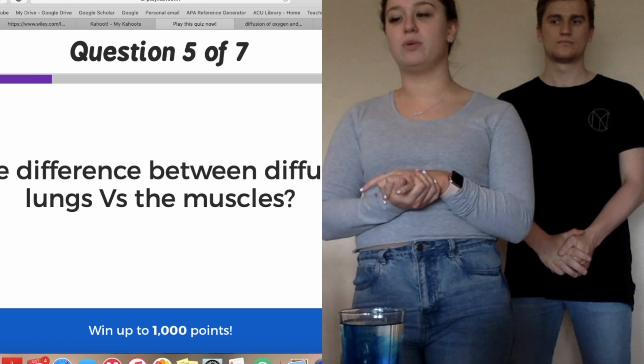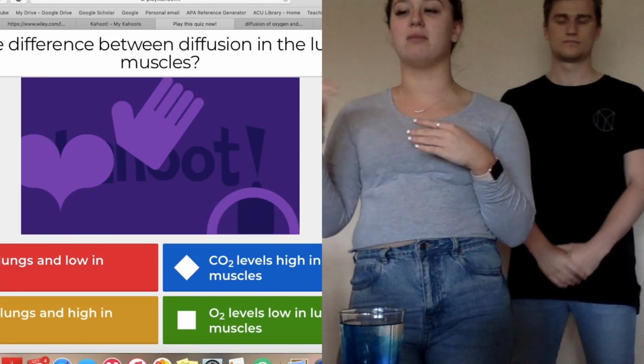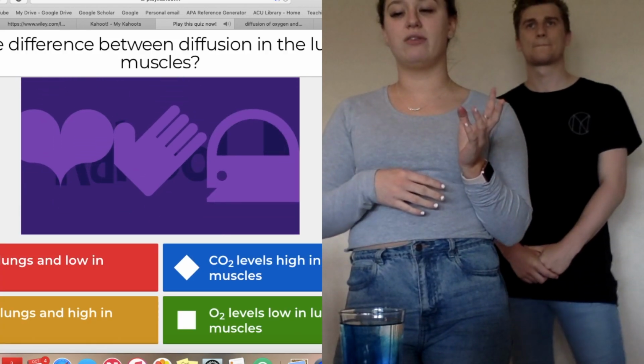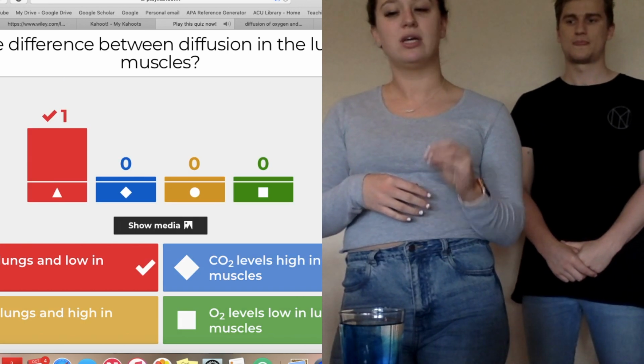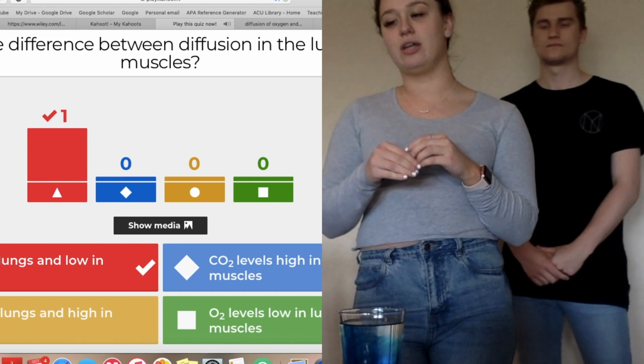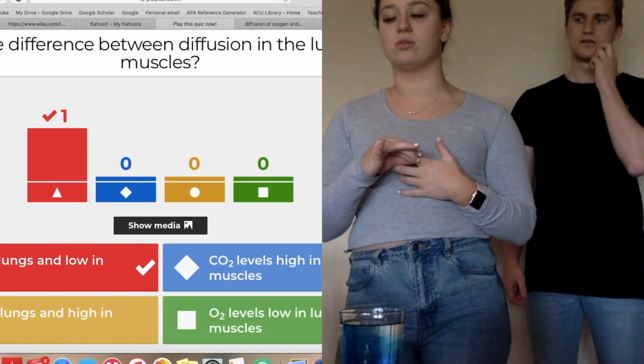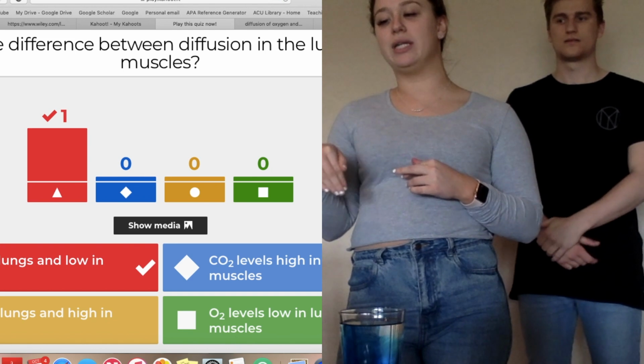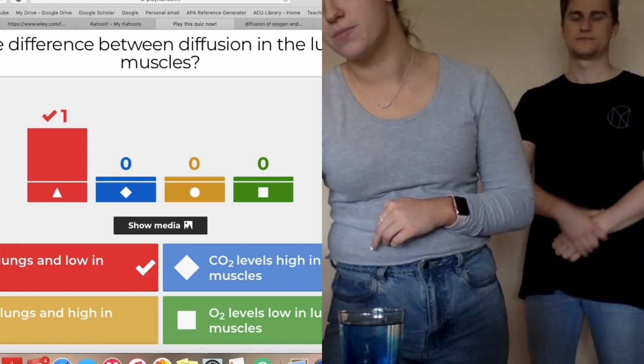What is the difference between diffusion in the lungs versus in the muscles? So O2 levels high in lungs, low in muscles. CO2 levels low in lungs, high in muscles. CO2 levels high in lungs, low in muscles, or O2 levels low in lungs, high in muscles.